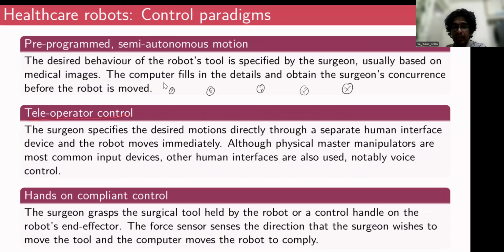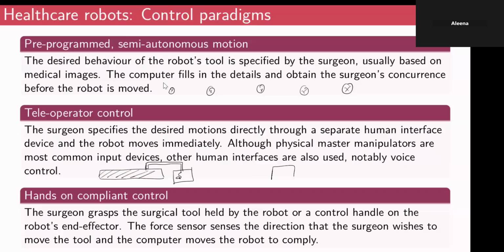And the second aspect is teleoperator control, where the surgeon specifies the desired motion directly through a separate human interface device, and the robot moves immediately. So you have a surgical table over here, and you have a slave robot, which would operate at the surgery table, and at some other location, maybe in a control booth or a workstation, you have a master robot. This would be operated by the surgeon, right? So the surgeon would basically operate on a joystick, or his fingers would be mapped.